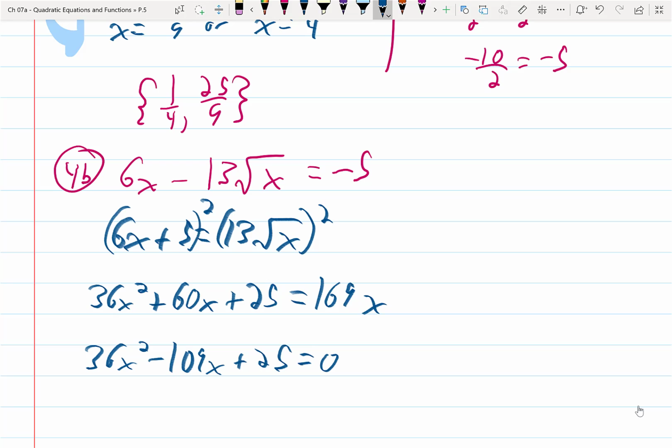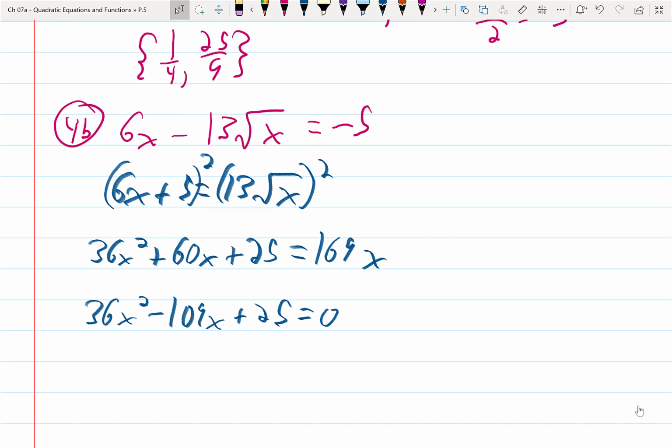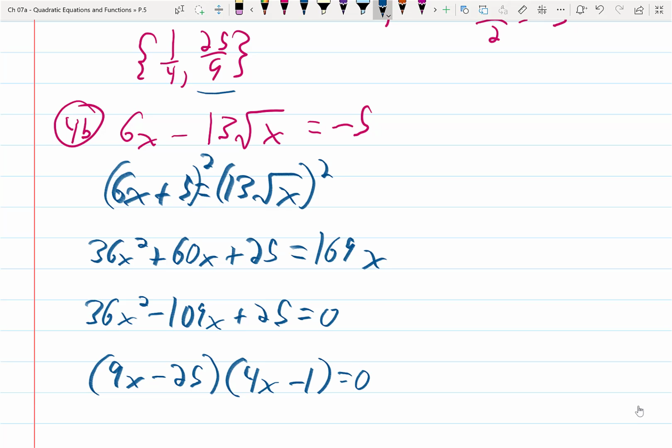That would not be fun to factor, would it? We can't divide. If only you knew what the answers actually were, so you could cheat with what the factors would have to be. What would be the one that would give you 25/9? Wouldn't that be 9x minus 25? And then the one that would give you the 1/4 would be 4x minus 1. And then you can first, outer, inner, last and check that.